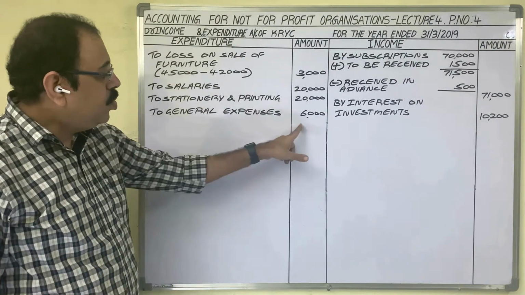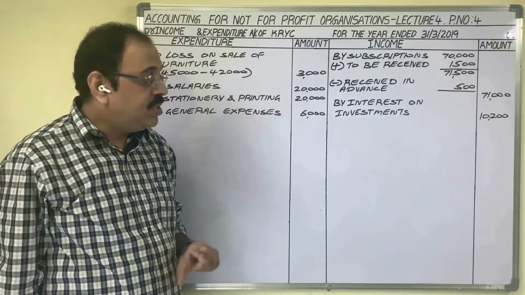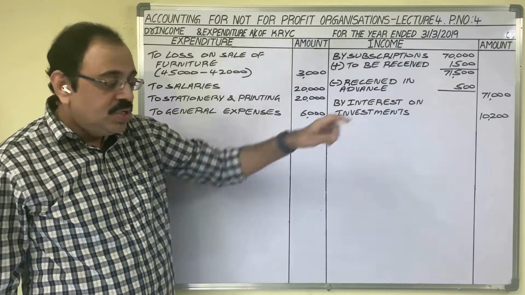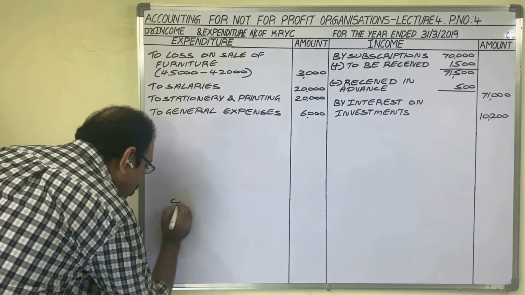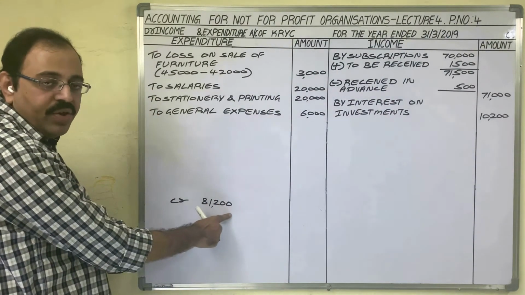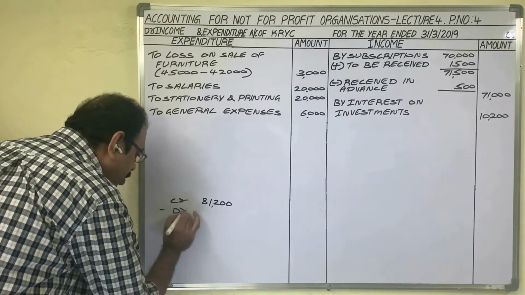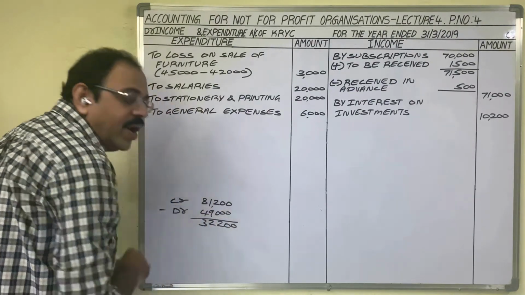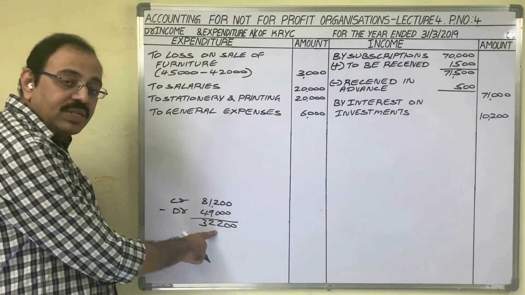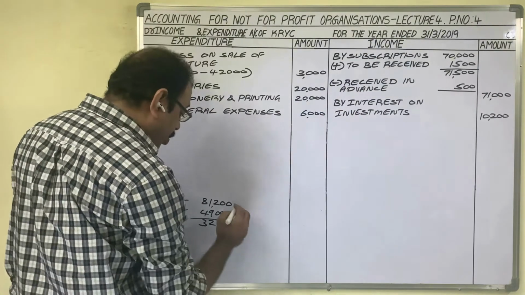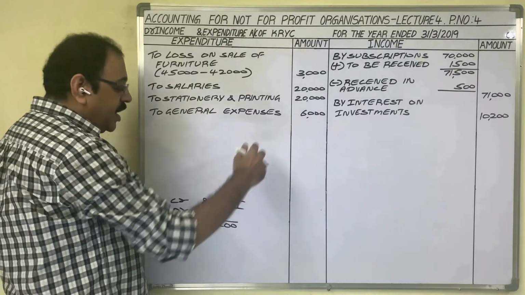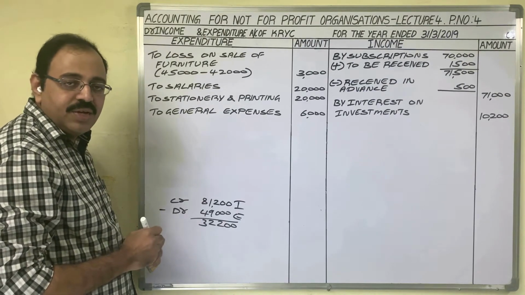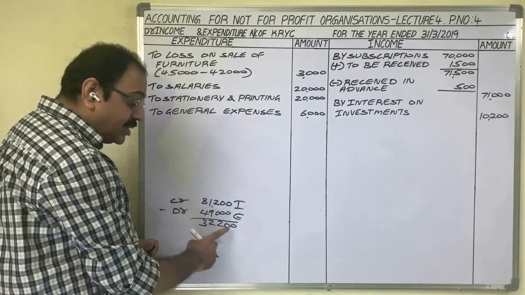Procedure is two amounts columns we have now. Observe which side amount column total is more. Credit side amount column total is more. So in rough notes, credit total you should write first. 81,200 minus debit total 49,000 rupees. Difference is 32,200 rupees. What is the meaning of this answer? Credit side we wrote incomes. Debit side we wrote expenses. So income is more than expenditure. Means this amount represents surplus.